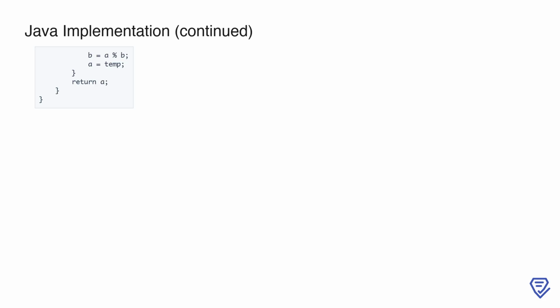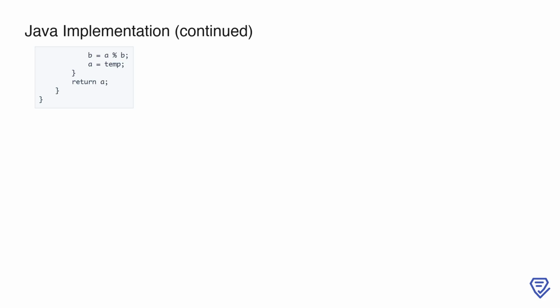The implementation of the helper method gcd is shown here. This method calculates the greatest common divisor of two integers using the Euclidean algorithm. The algorithm works by repeatedly replacing the larger number with the remainder of the division of the two numbers, until one of the numbers becomes 0. At that point, the other number is the GCD.